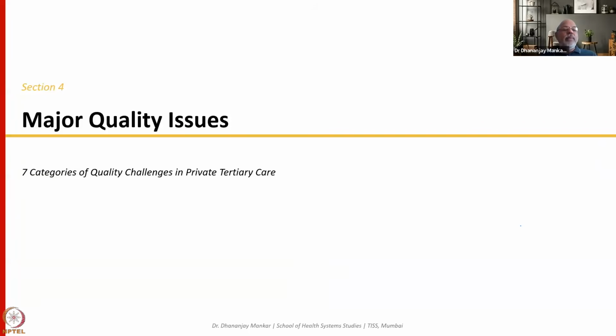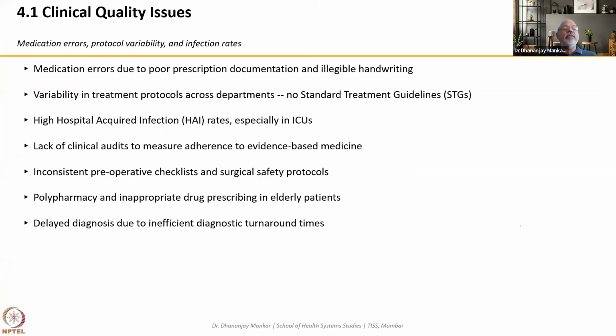Now we will come to the major 7 issues pertaining to quality. And what are those quality issues in this particular hospital? If you try to come up with different categories, the 7 categories that come to my mind, particularly for quality challenges in a private tertiary care hospital, are more or less seen. So, what are the major quality issues for this particular case? The major quality issue is the clinical quality issues.